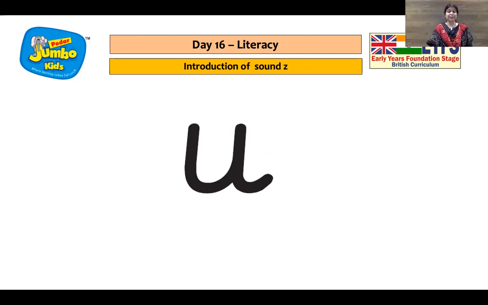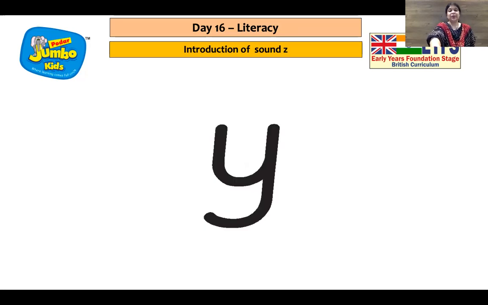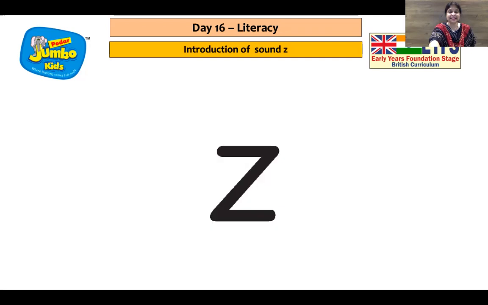And the sound for letter U is A. X says X. Y says Y. And today we are going to meet the new letter. And that's letter, yes, it's letter Z.